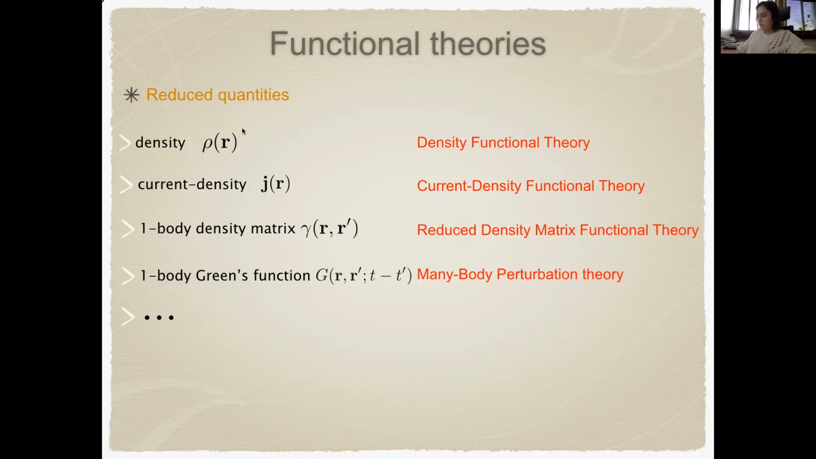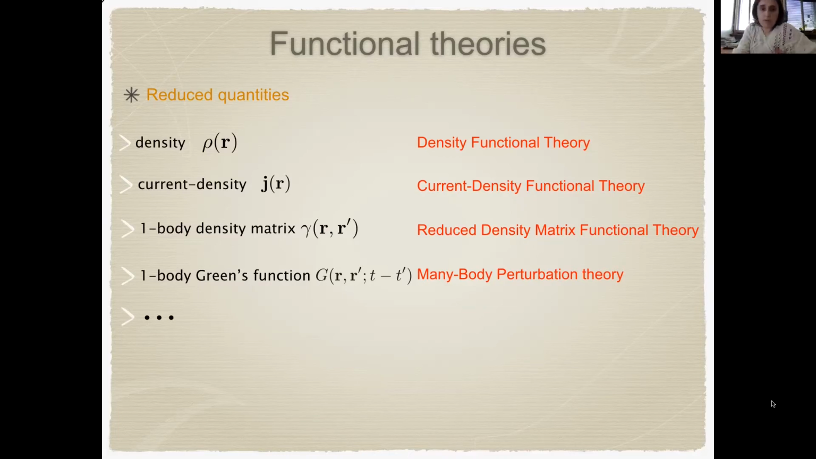For example, from the scalar, you pass to a vector, which is here the current. You can complicate the basic quantity a little bit more, including another spatial variable, and you have the one body density matrix. You can go further to include time differences, and we have the one body Green's function, and so on and so forth. Of course, it then becomes easier to extract information from this basic quantity, but it also becomes more complicated, computationally heavier to calculate, okay?